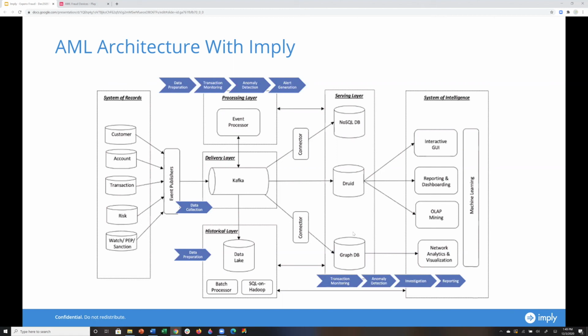And so this data then gets into Druid, where Druid ingests and applies all sorts of aggregation, creating the metrics or synthetic dimensions, and that then gets exposed to the system of intelligence, which involves reporting and dashboarding. You saw the UI earlier from Expero. That could be one of them here, where it will query data from Druid or Imply.